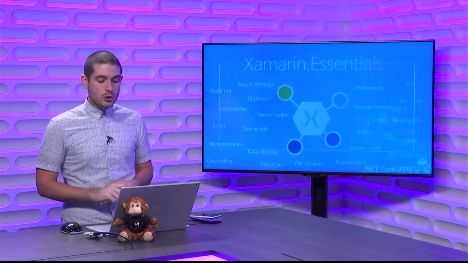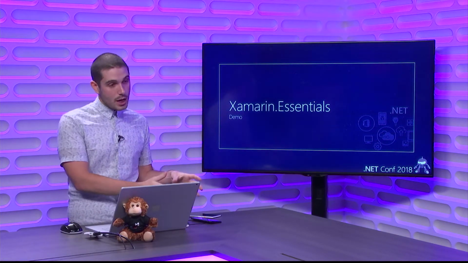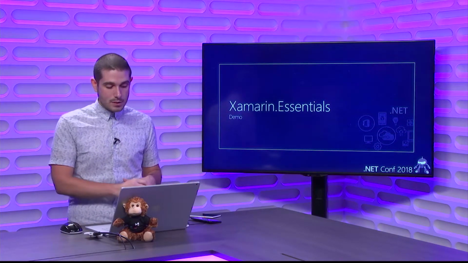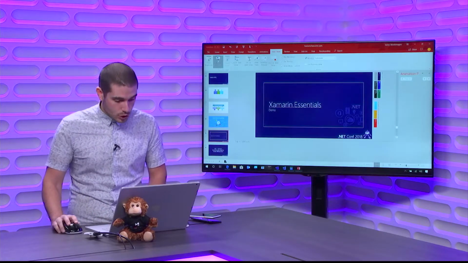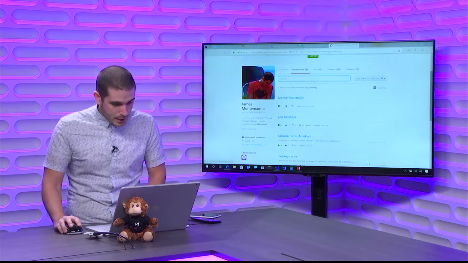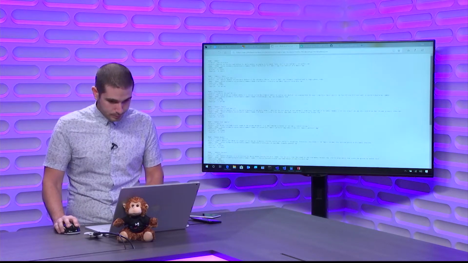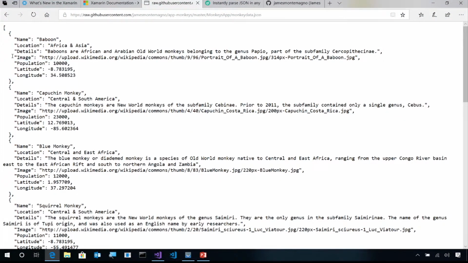So I figure what we would do here is now take our monkey application, use the geolocation of our iOS and Android devices, and actually find the closest monkey to us. So let's do that. Notice that inside of this JSON that was coming back, our monkeys have not only an image, but a latitude and longitude.